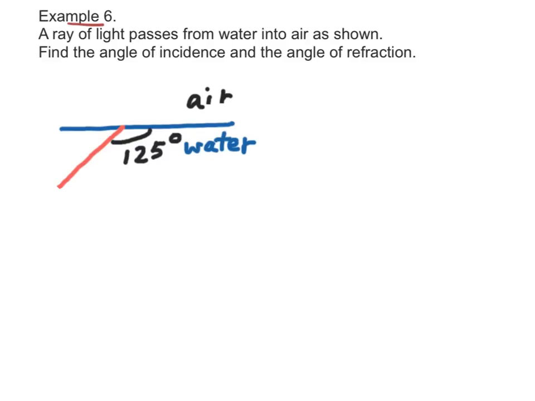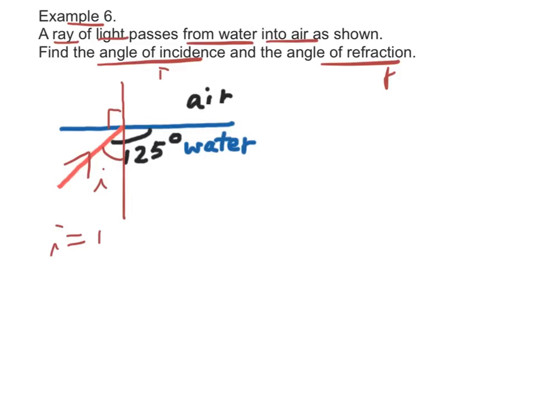Example 6. A wave of light passes from water into air as shown. Find the angle of incidence, I, and angle of refraction, R. From the diagram, after we draw the normal, we have angle of incidence, I, equal to 125 degrees minus 90 degrees, which is equal to 35 degrees.